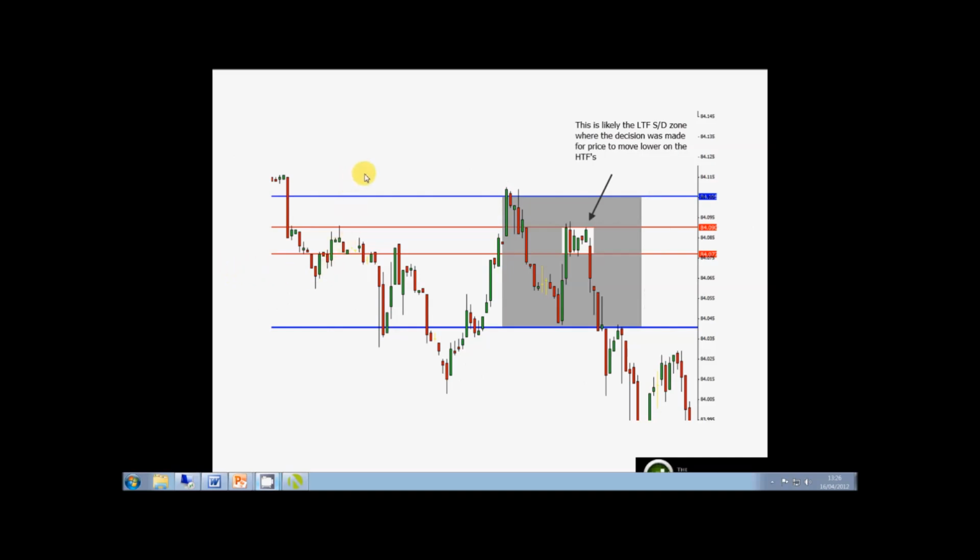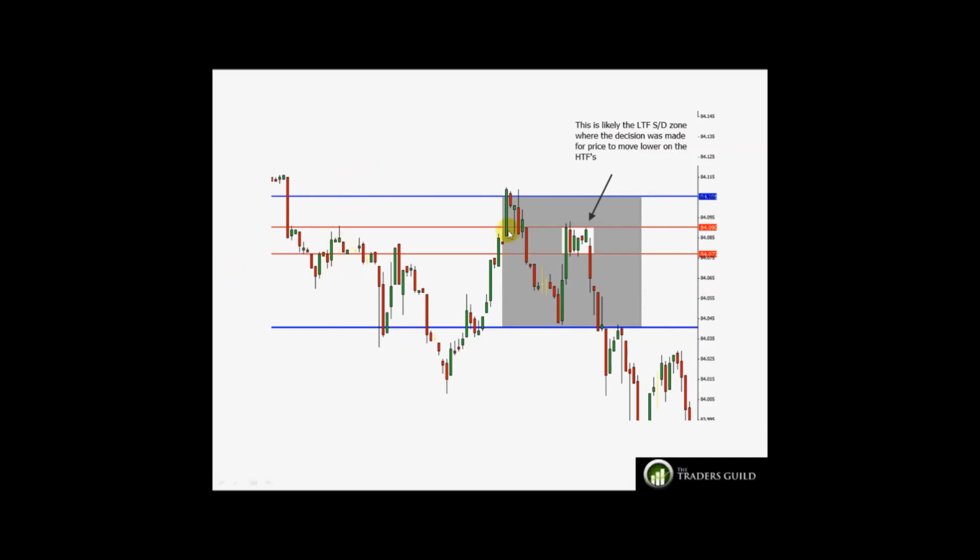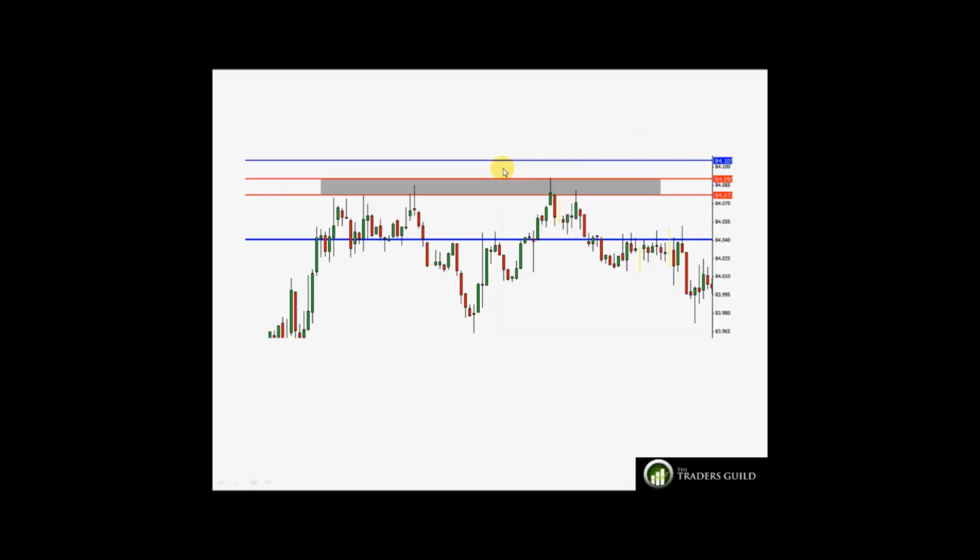Okay. So if I now scrolled across 84077 to 8409 to where we had the double top formation. Again, this is the 1-minute time frame. Okay, 84077 to 8409.